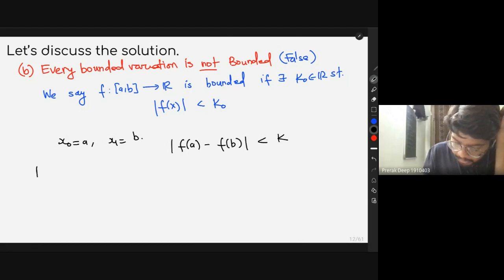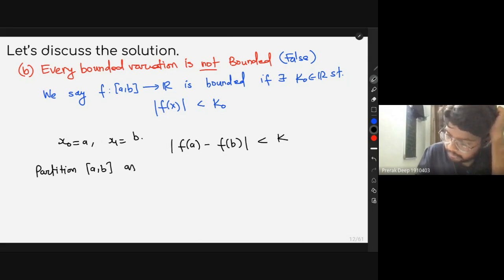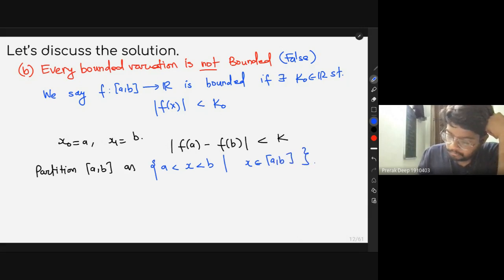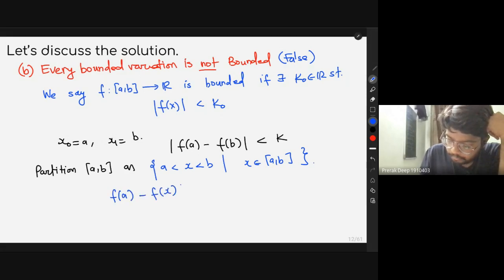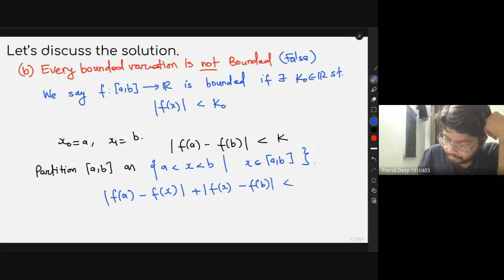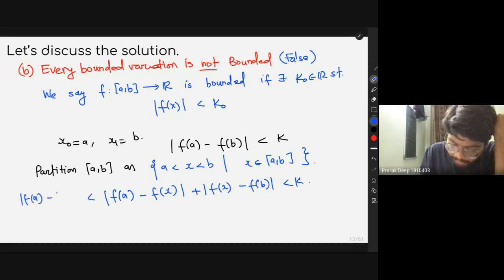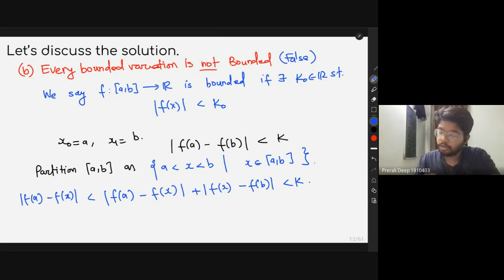So a partition of [a, b] with a point x in between, where x is any point in the interval [a, b]. If I consider this partition, then by definition I will get this thing plus f of x minus f of b. Now this quantity is obviously smaller than this quantity. If I consider only the first part, then this must be smaller than this.